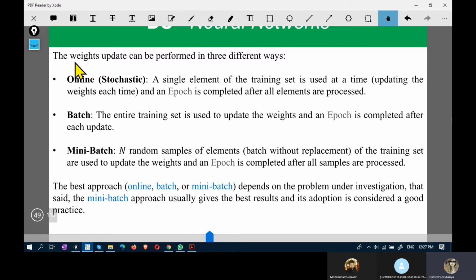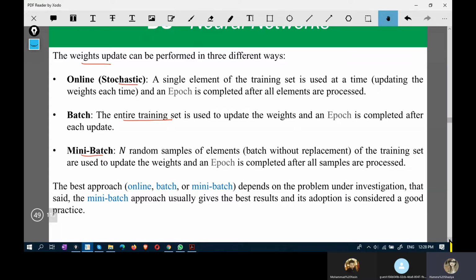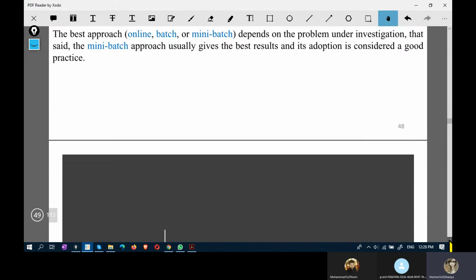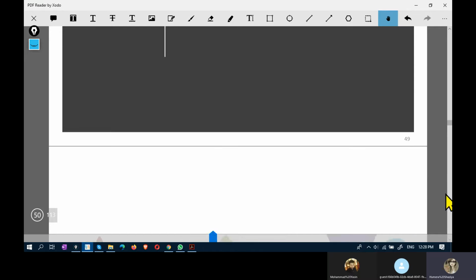And this weight update can be performed stochastically, meaning one by one, for every data sample. A batch is the entire training set. Mini batch means you group some samples together into batches and then you perform the weight updates. This is updating the weights, that is gradient descent. Now, back propagation.